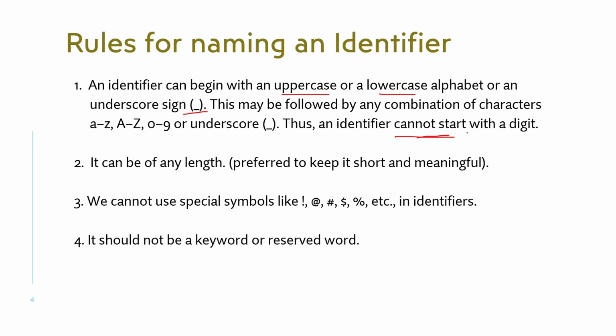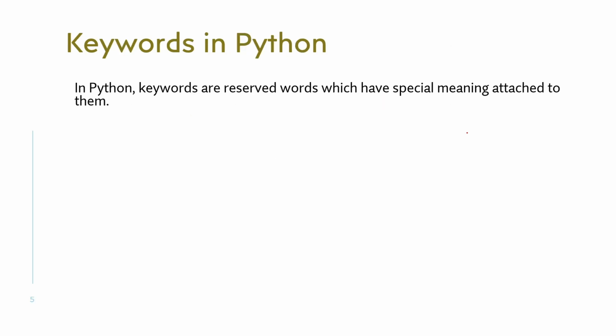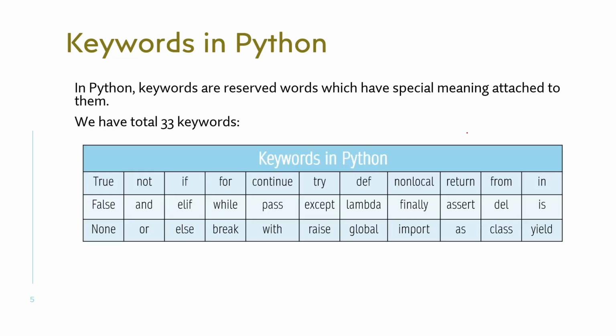So what are keywords then? In Python, keywords are reserved words which have special meaning, and that meaning is stored with the interpreter so that whenever the interpreter encounters these keywords, it knows they have a special meaning. In Python, we have a total of 33 keywords, and those are True, False, None, not. You might have used some of them in your class 12th.